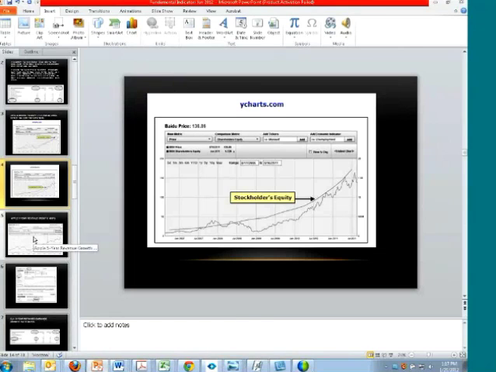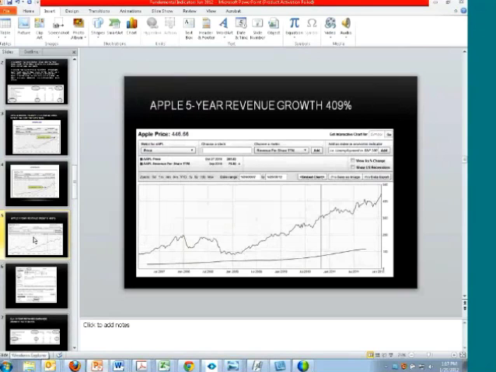Now, another fundamental indicator I like to use more or less to verify the growth in stockholders' equity is the revenue growth. And this is also available on ycharts.com. And again, they allow you to choose a metric here, and I chose the revenue per share trailing 12 months.